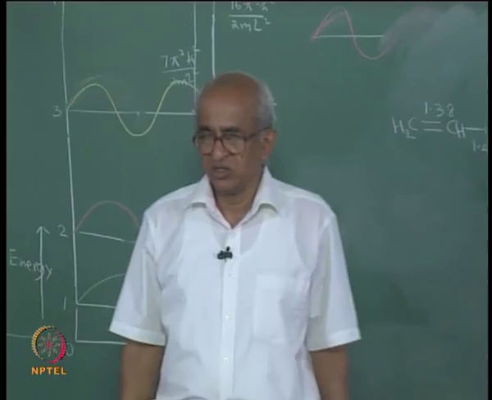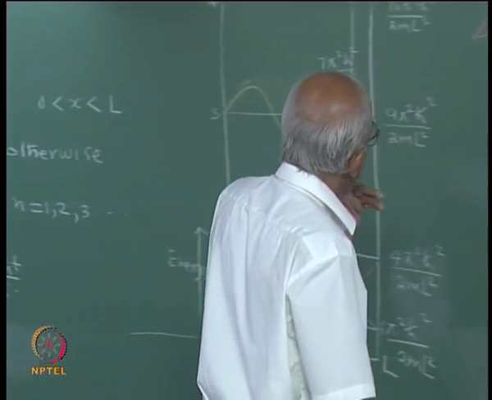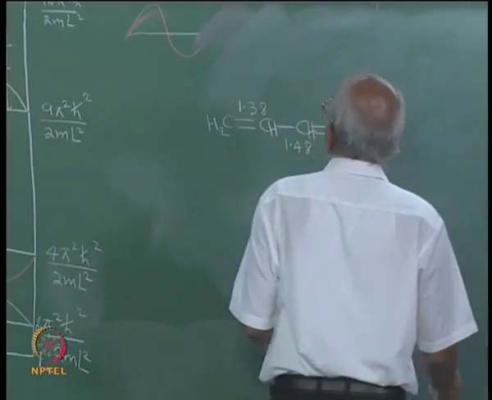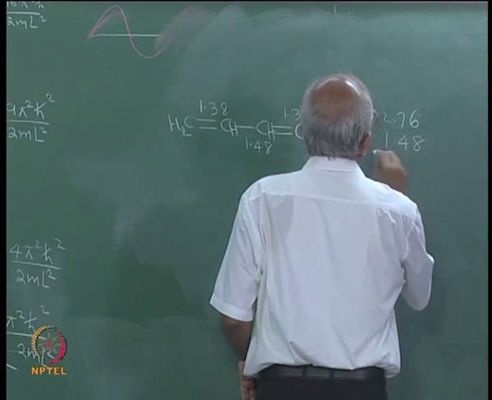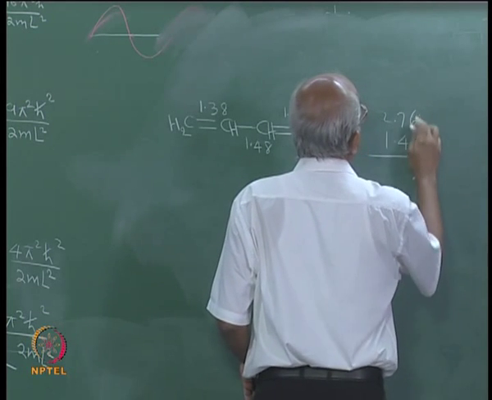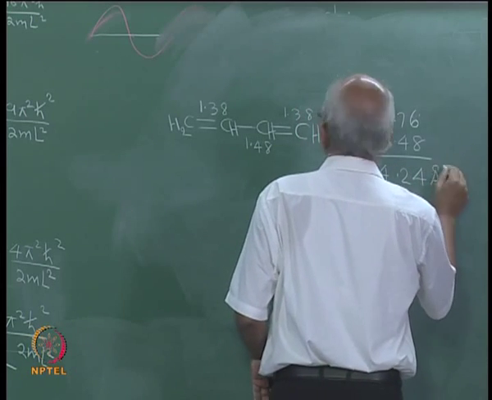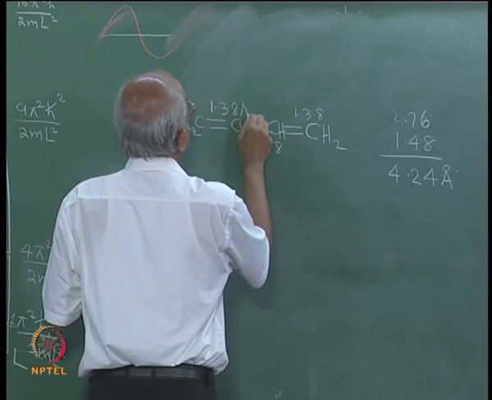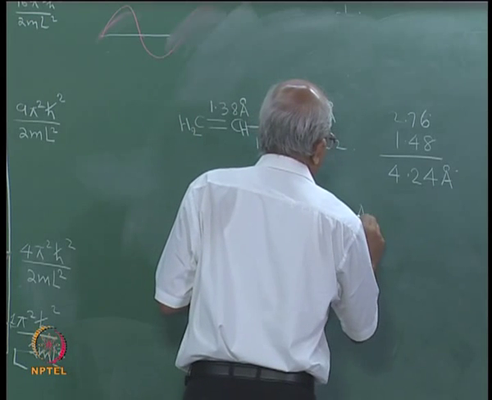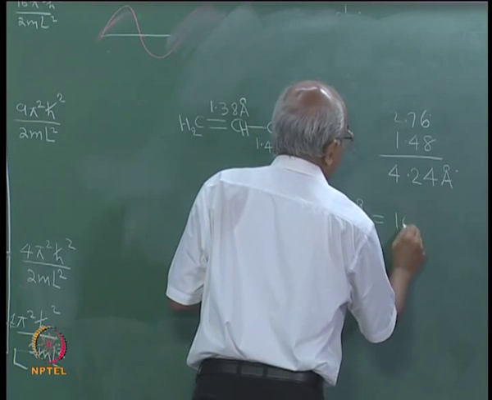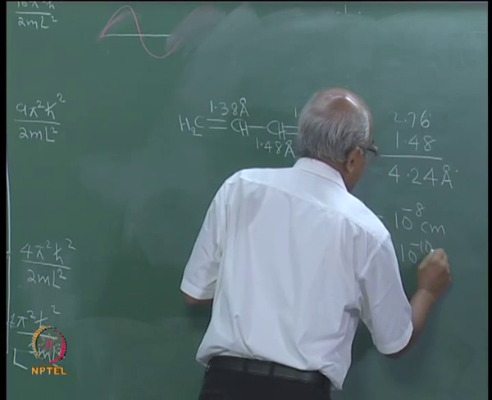1.48. So, the distance between the 2 end carbon atoms, how much would it be? You can sum all these things. So, 2.76 plus 1.48, you will find that it is 4.24 angstroms. Well, I wonder whether I mentioned the units, these are in angstroms. So, how much is an angstrom? An angstrom is, again let me remind your memory, 10 to the power of minus 8 centimeters, or it is equal to 10 to the power of minus 10 meters.